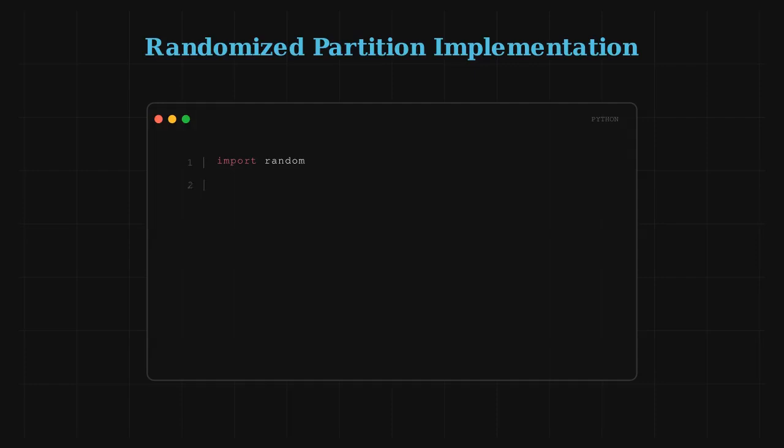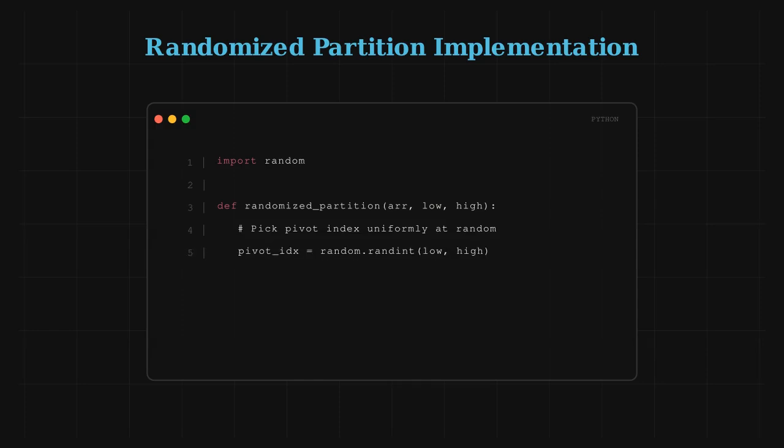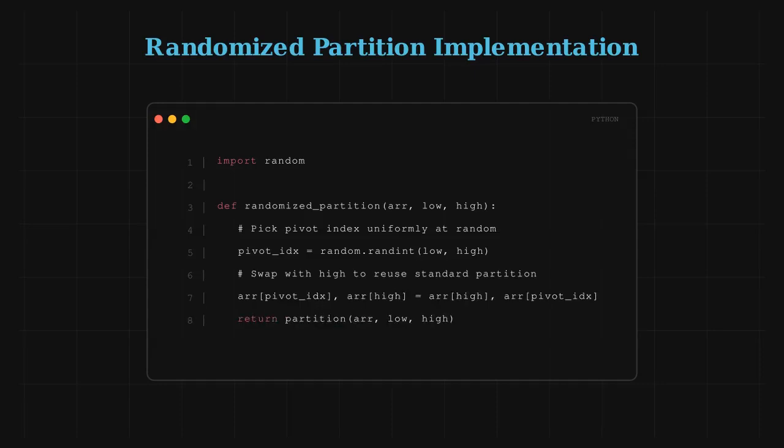Let's look at the implementation. The randomized partition function picks a random index between low and high, then swaps that element with the high element. It then calls the standard partition algorithm. This small change guarantees that the input's original ordering can never trick the algorithm into choosing poor pivots repeatedly.